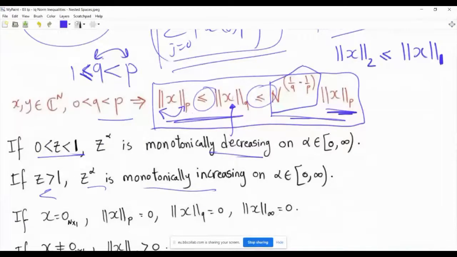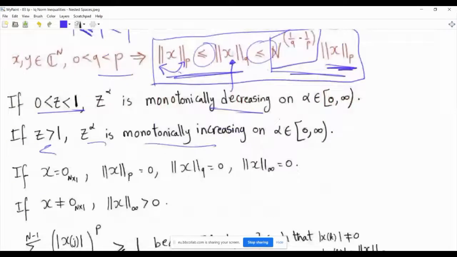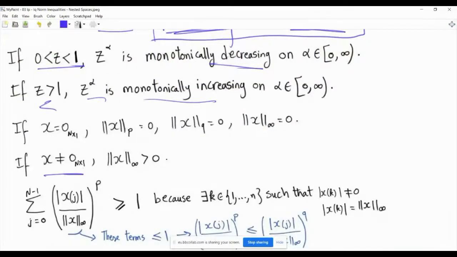Of course, there is the trivial case: if vector x is the all-zero vector, then all norms are equal. That is another trivial case in which the inequalities are satisfied with equality, where every component in the vector is 0, and you have 0 less than or equal to 0 less than or equal to 0, which is trivially satisfied. So we will focus on the case in which the vector is not the all-zero vector, and so its L infinity norm is greater than 0.